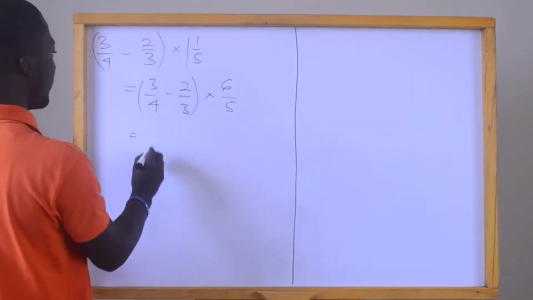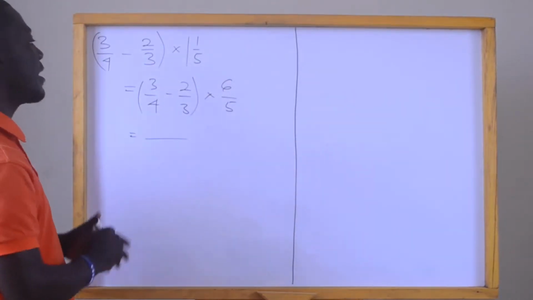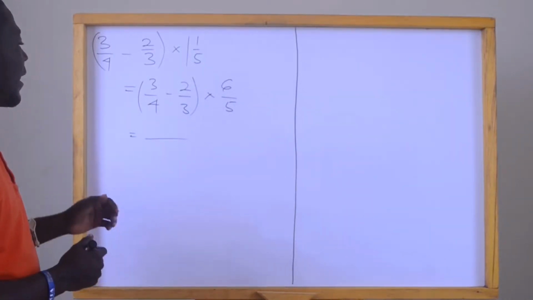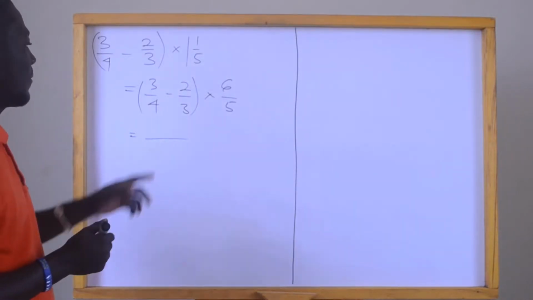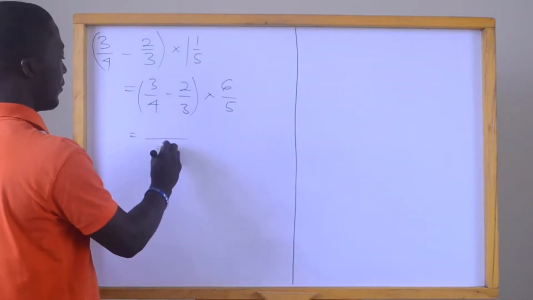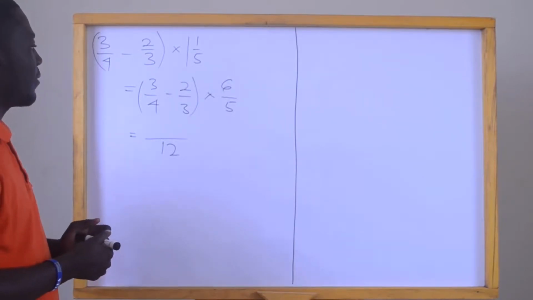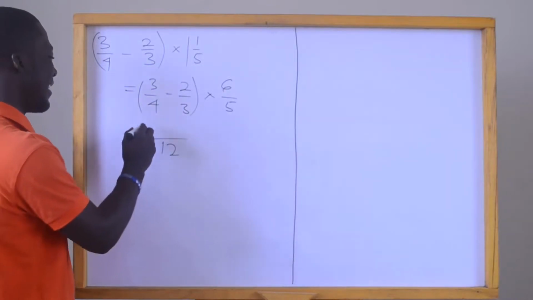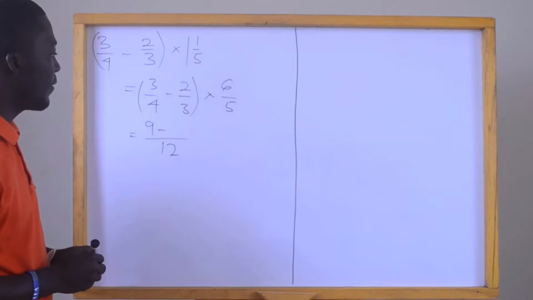Our next step, we are going to simplify what is inside the brackets. We find the LCD, that's the least common denominator, for 4 and 3, and that one is 12. 4 goes into 12, 3 times. 3 multiplied by 3 is going to give us 9. Then we bring our sign, which is negative.